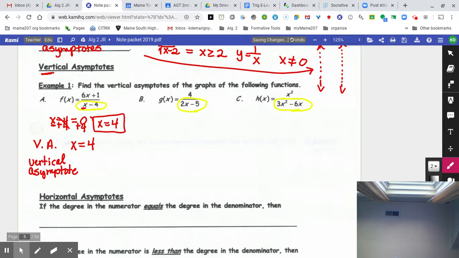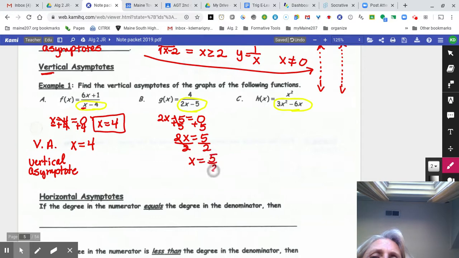As you scroll across these, you can see, like letter B, that one might be a little more challenging for me to find out what value of x is restricted in the denominator or the domain. So if you say 2x minus 5 is equal to 0, the value that makes a 0 in the denominator is my vertical asymptote. So if I add 5 and I have 2x is equal to 5, and then I divide that by 2, x is equal to 5 halves.